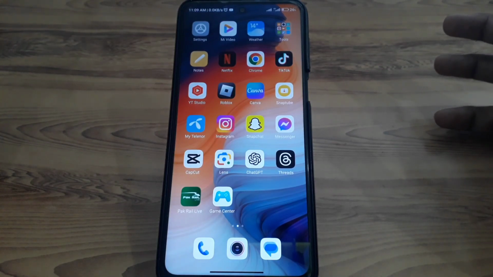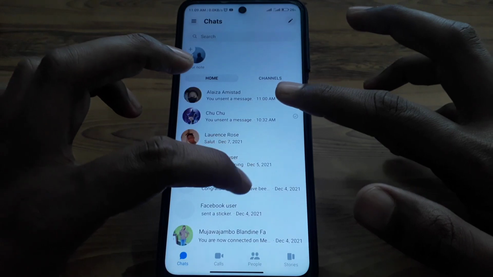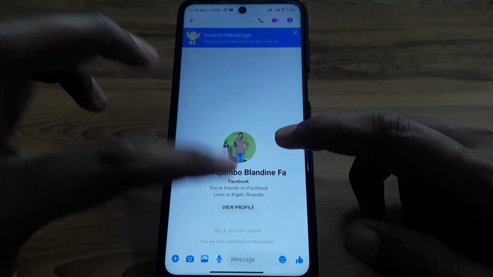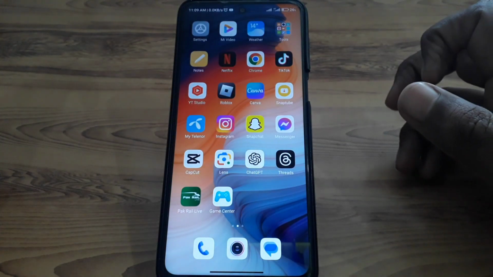Today we are going to discuss how to fix "you can't send message to this account". This means if you try to send a message on Messenger to a specific account and you are shown that you can't send a message to that account, how you can fix that.